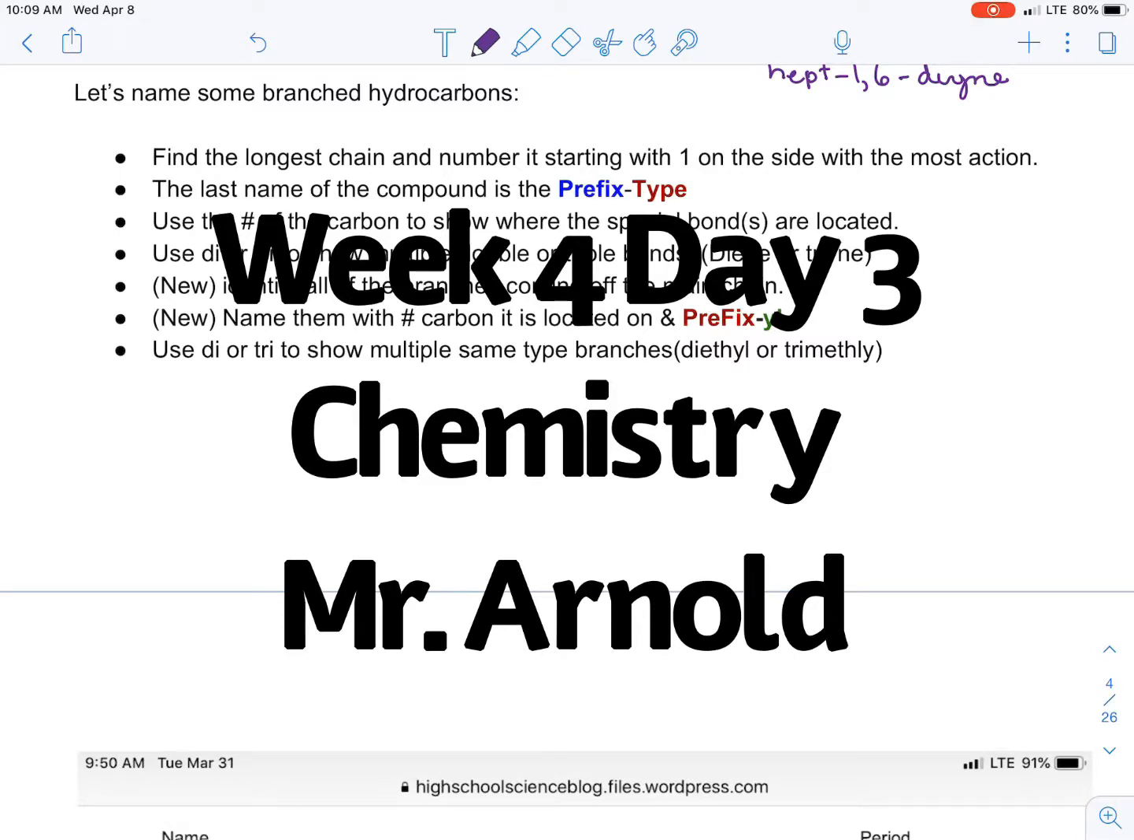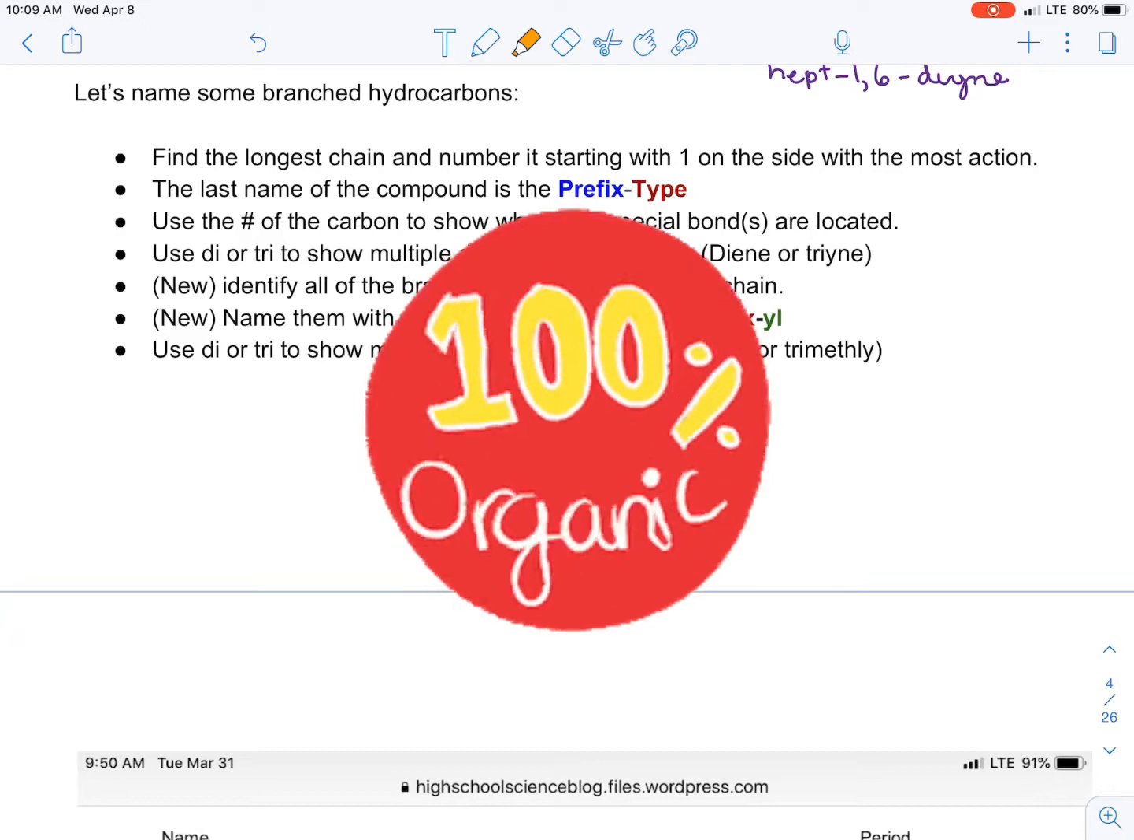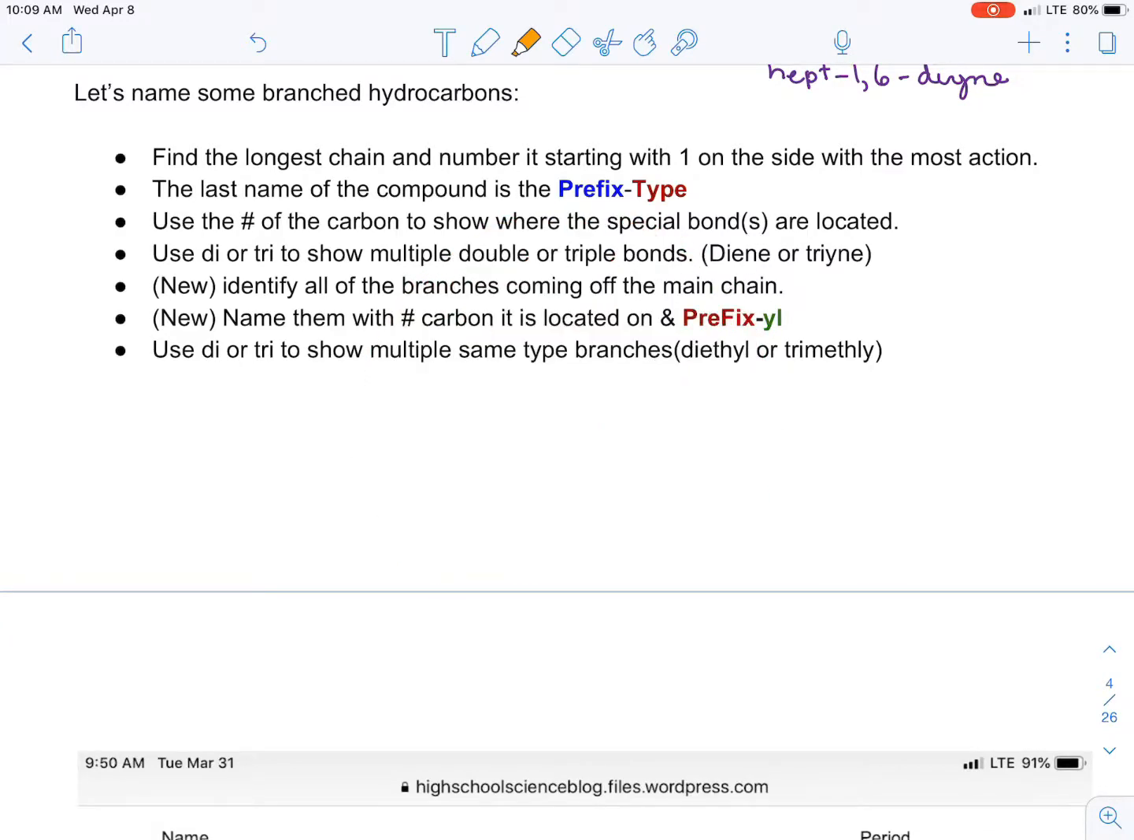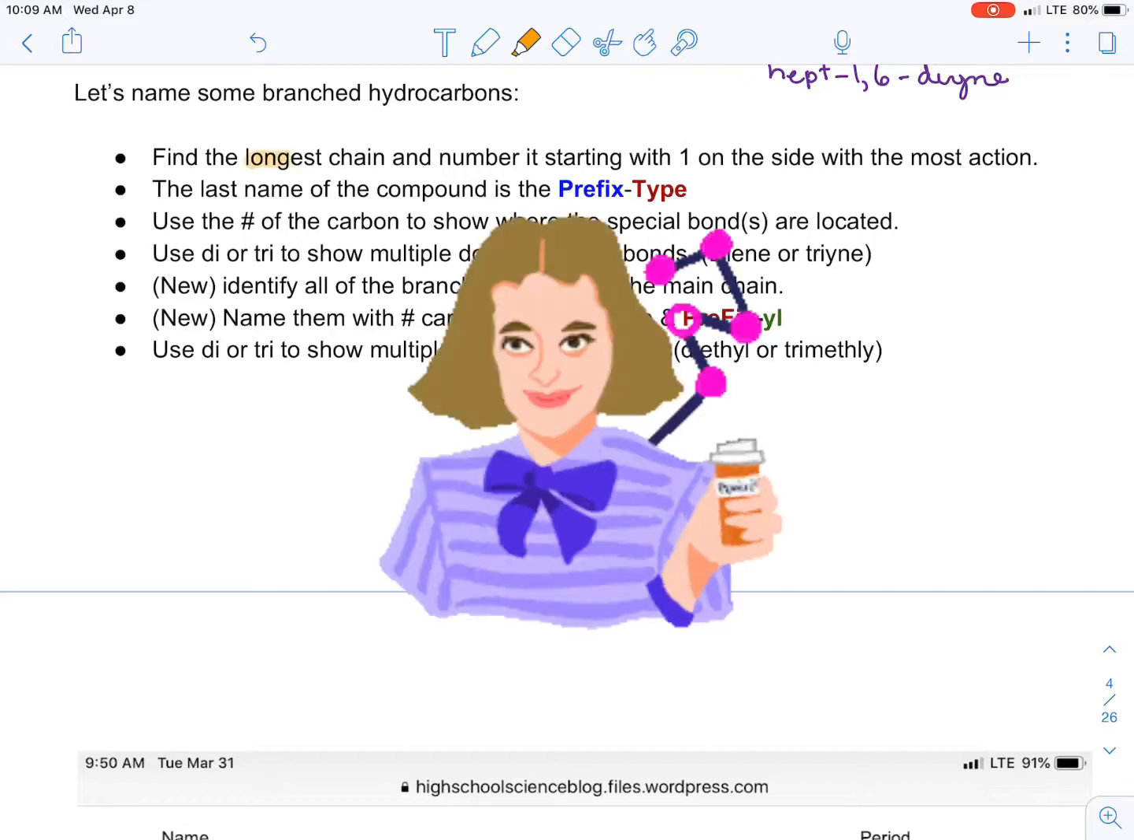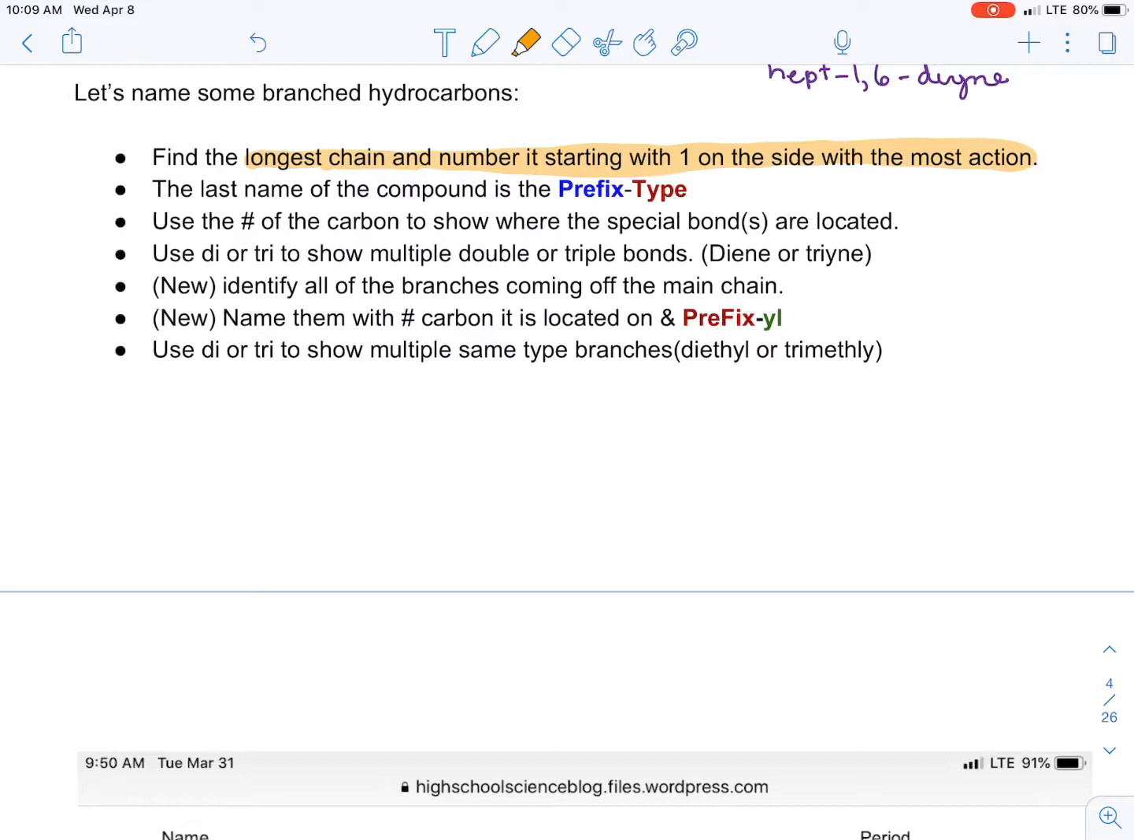But we have a list of rules, and these are the same rules that I had before. We're going to name some hydrocarbons today, and the first thing we're going to do is find the longest chain. Number one is going to be the side with the most action. We're going to name that last name, the prefix, and then the type.